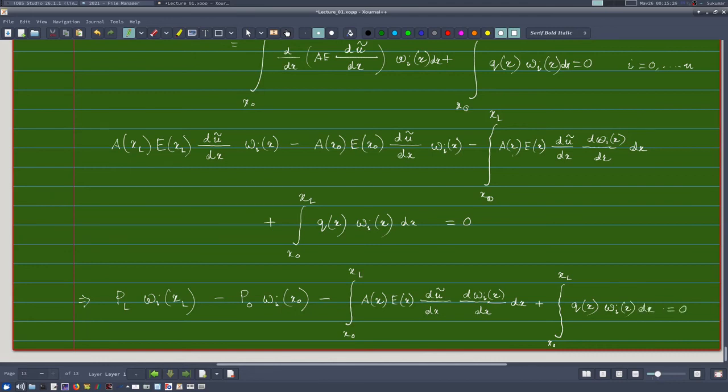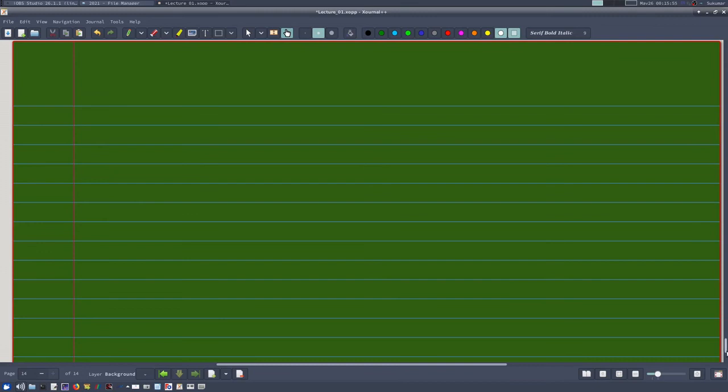This is my 0. So you can see now that the force boundary conditions can be naturally incorporated very easily, because this is defined as my boundary force from the material property, material behavior. And that's why these force boundary conditions are called natural boundary conditions, or simply NBC. Right?